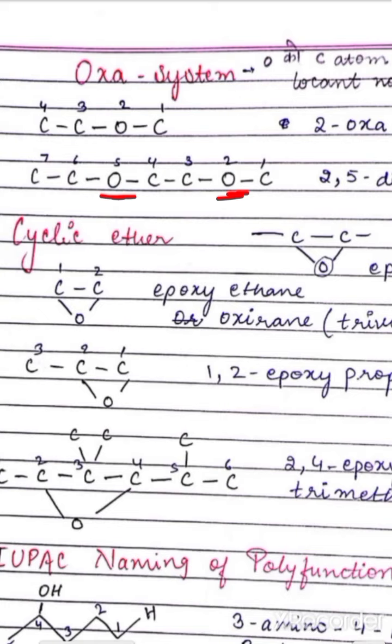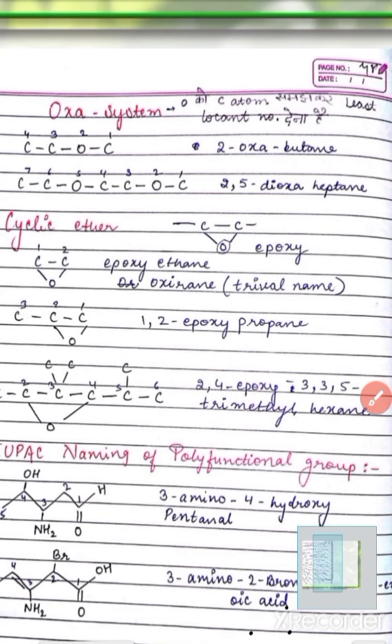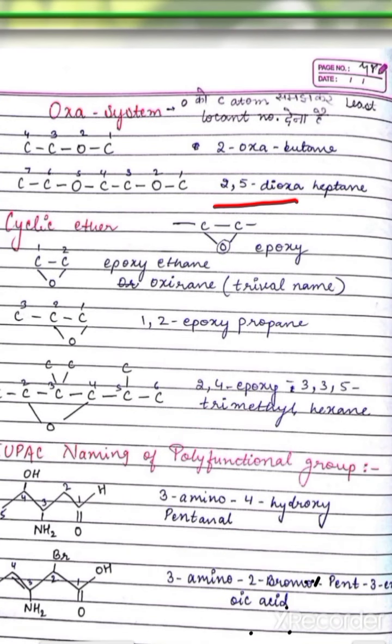So let us number it 1, 2, 3, 4, 5, 6 and 7. So at 2 and 5 positions we have the oxa group. So its name would be 2,5-dioxa, and treated as carbon only, so heptane. I hope this much is clear.